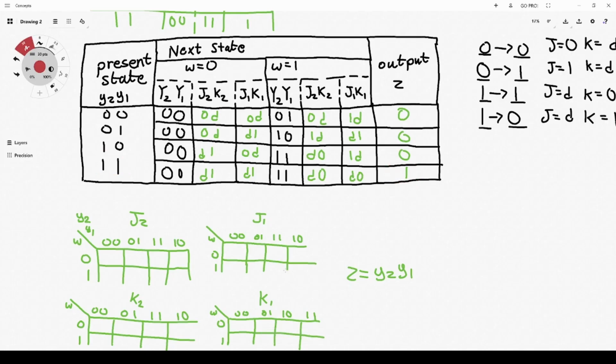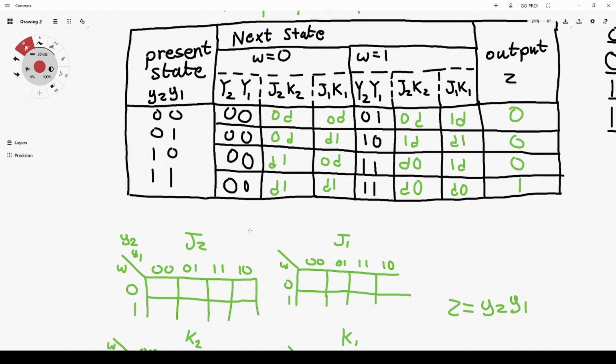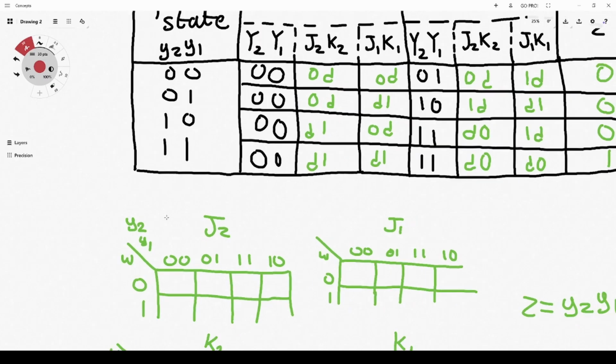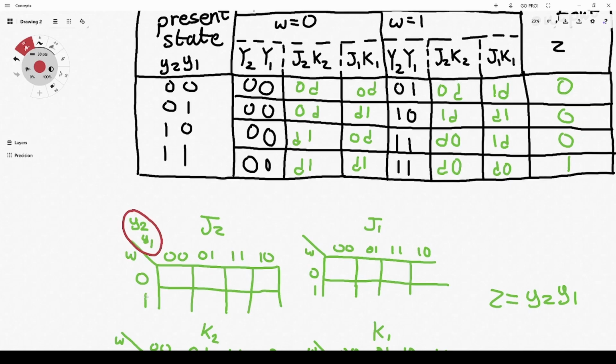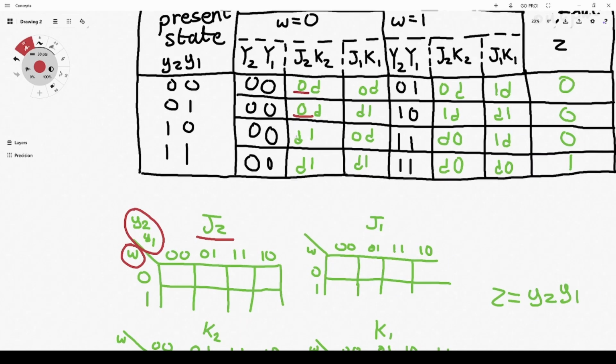But for everything else, K-maps do get a little complicated, but again, just go row by row, column by column. It'll be pretty simple. I'll do the entire K-map for J2 here. So this K-map is going to be looking at our present state, Y2, Y1, and then our W input of 0 or 1. Specifically, we're going to be focusing on the output of J2, which means we literally only need to focus on this column right here. We don't worry about K2, we don't worry about J1, K1. We just need to look at our J2 output for W equals 0 and W equals 1.